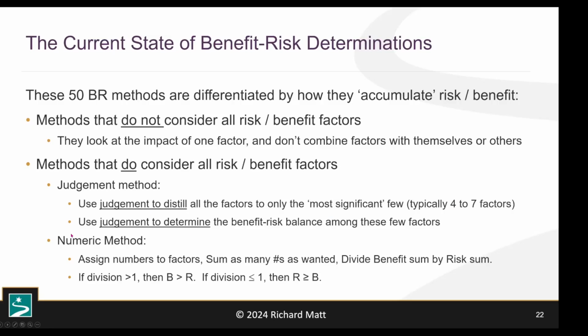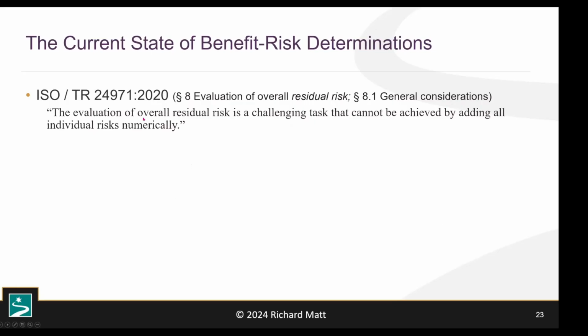The third method is they assign numbers to the factors, and they'll add the factors together, and they'll divide the benefit sum by the risk sum. And if the division is bigger than 1, they'll say the benefit's bigger than the risk. And if the division is less than 1, they'll say the risk is bigger than the benefit. This is nice in that it considers as many factors as you want. But again, TR 24971, our well-respected standard for medical devices, says the following, that this is a challenging task to evaluate the overall residual risk, and you cannot do it by adding numbers individually. They're just a flat statement. You can't get there from here.